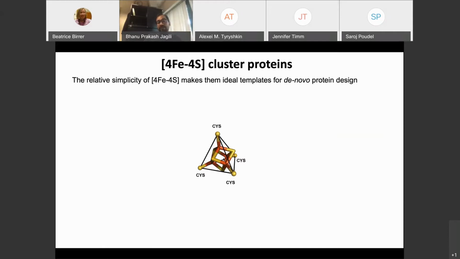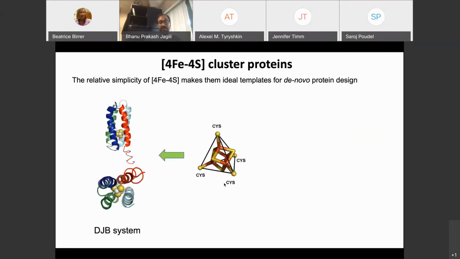If you look at the structure of the 4 iron 4 sulfur cluster, it's very simple. It has 4 irons and 4 sulfurs arranged in a cube, and the 4 irons are bound to 4 cysteine molecules. These cysteine positions are highly conserved. So once we have these positions fixed and we have any random sequence in between, we have a novel de novo protein. For now, we have been working on helical systems.